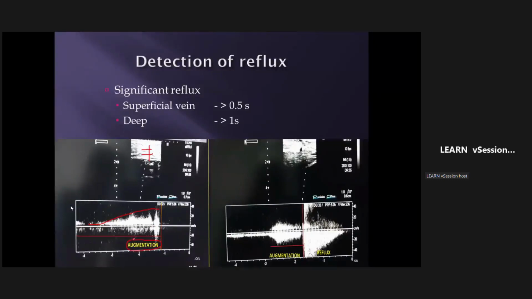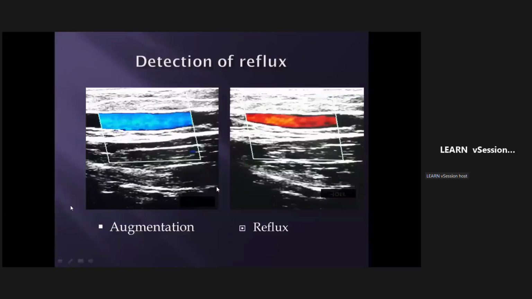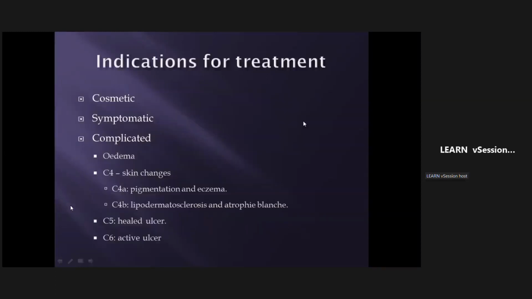And when you release the cuff, if there was a reflux, there will be a backflow. So this is a forward flow and there's a backflow. So this vein has a reflux. That is how you demonstrate. In color also you can see there's a forward flow in one color and backward flow in another color. So there's a reflux here.